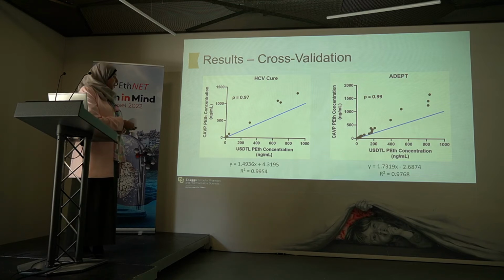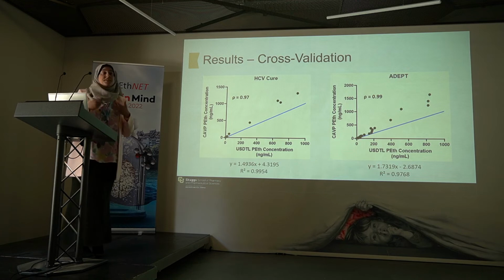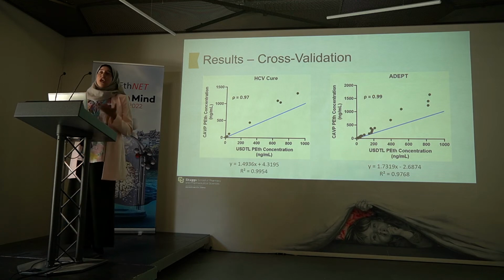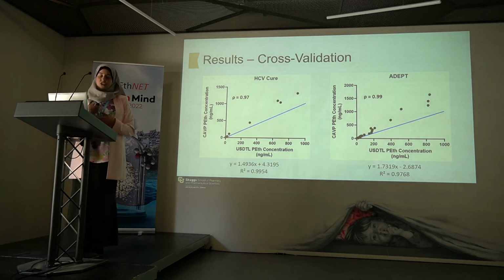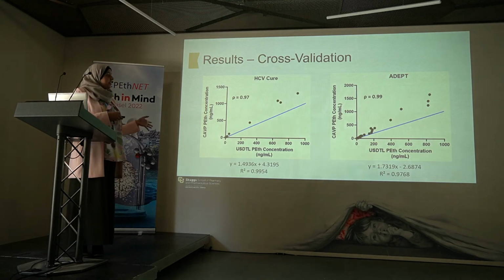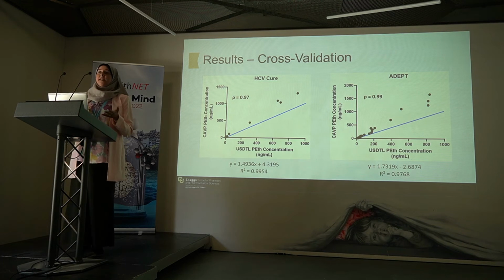However, when we look at the slopes of these trendline equations, we start to see the difference in quantification, which is that our lab is quantifying PEth 1.5 to 1.7 times higher than the USDTL is. And when we see this difference, the question becomes, is this happening in a certain concentration range, or is this a more consistent effect?